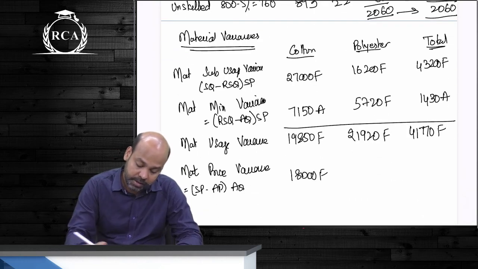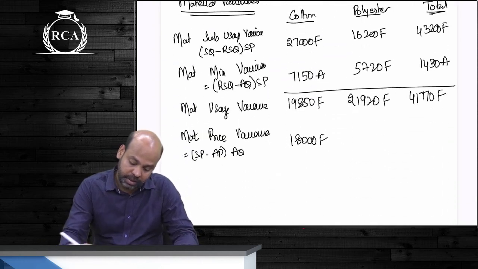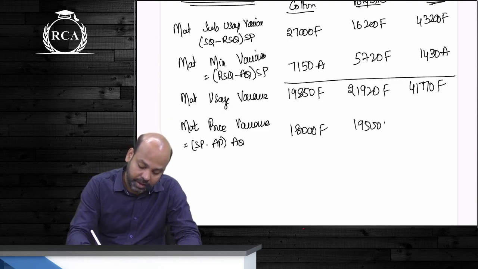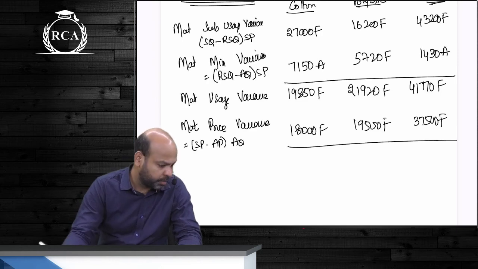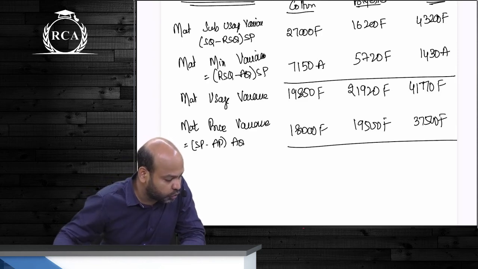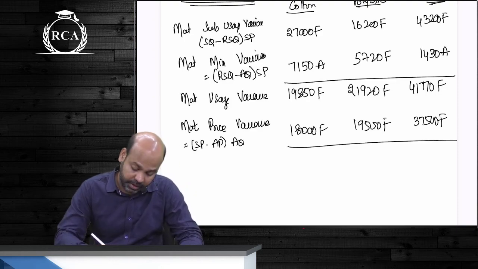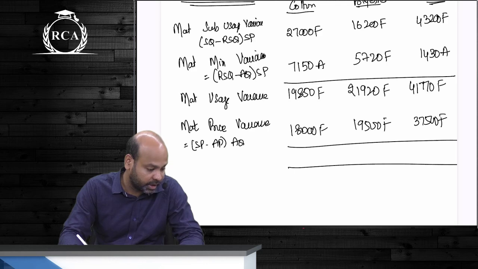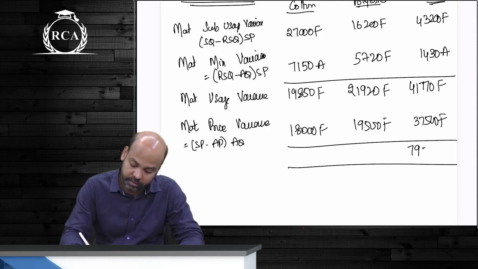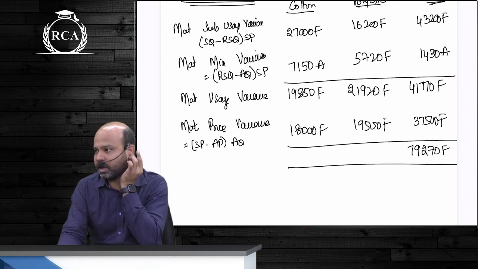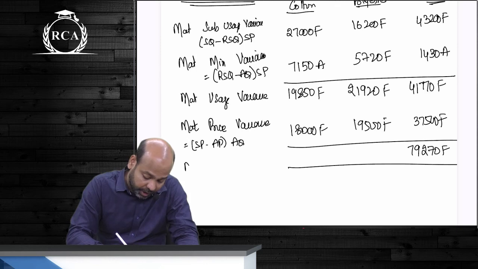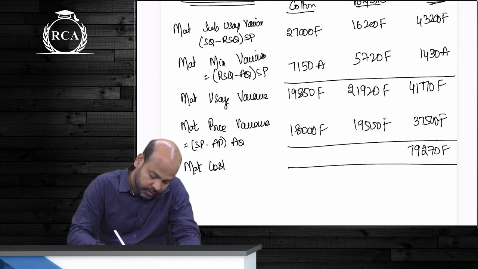Next, beta. This is also favorable: 19,500 favorable. Put together 37,500 favorable. This is the answer to the second bit, guys: material price variance. If you add, what will the final answer be, beta? We got the answers for the first three bits. 79,270. That will become your material cost variance.